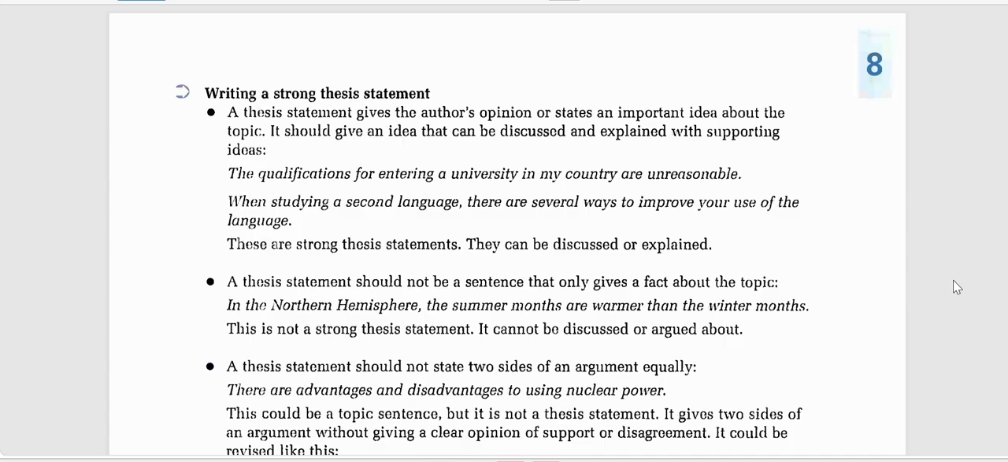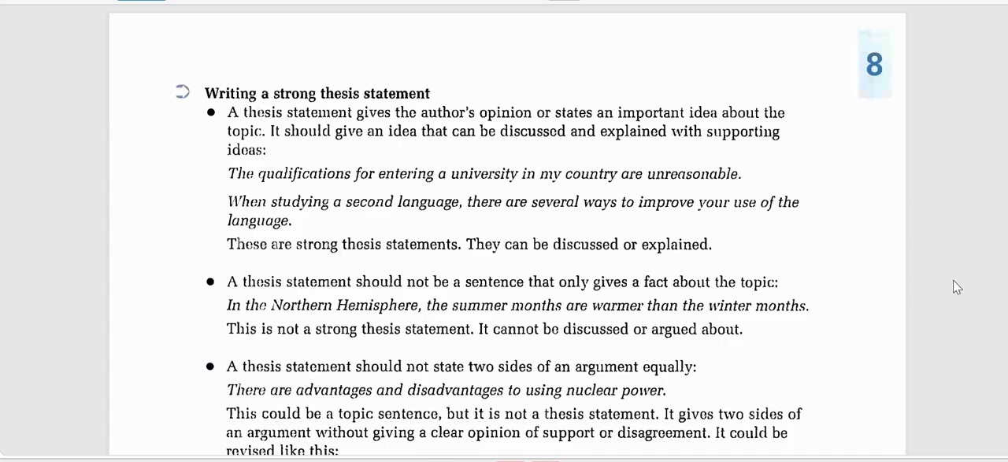How? See, the qualifications for entering a university in my country are unreasonable. So, "unreasonable" is something to discuss, right? There's something to explain about why it's unreasonable. When studying a second language, there are several ways. So, several ways, and the ways will be mentioned in the body paragraphs.